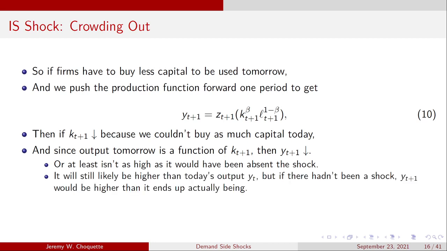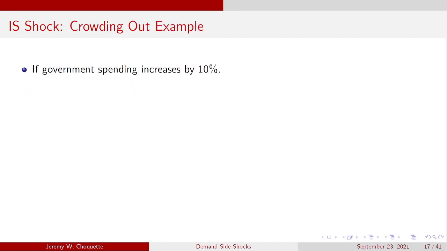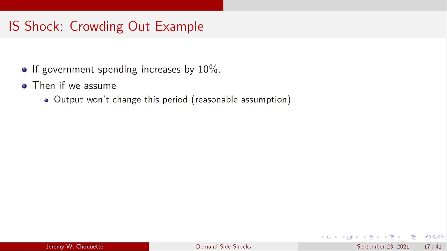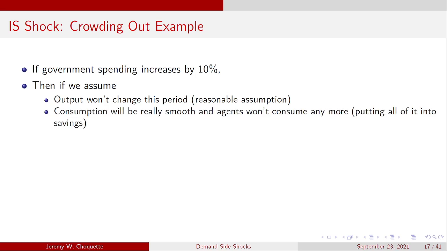So it's still likely higher than today's output, but if there hadn't been a shock, Y_{t+1} would be higher than what it actually is going to end up being. The output growth falls, if we want to be a little bit more precise in our terminology here. So if government expenditures increase by 10%, then we assume that output won't change this period, which is a reasonable assumption. And consumption will be smooth, and agents won't want to consume any more. They're going to put all of it into savings.